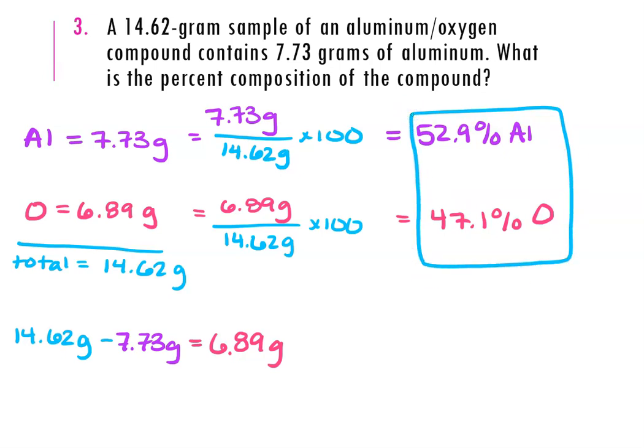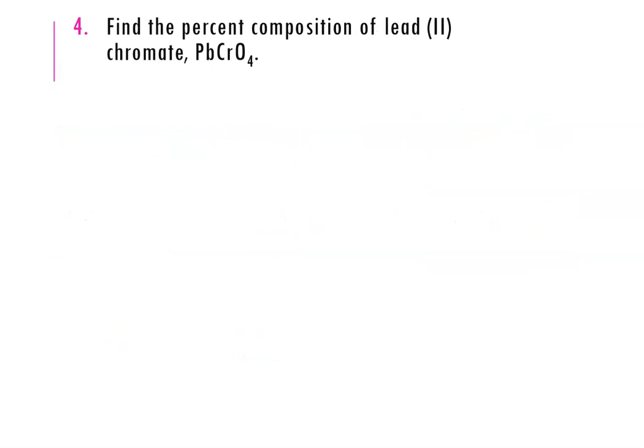All right, moving on. This is to find the percent composition of lead(II) chromate. So here, I'm not given any gram amounts in my problem, but I am given a formula. And since I'm given the formula, here I can use the periodic table and the molar masses to figure out the percent composition. So I have 3 elements here. I have Pb, I have Cr, and I have O.